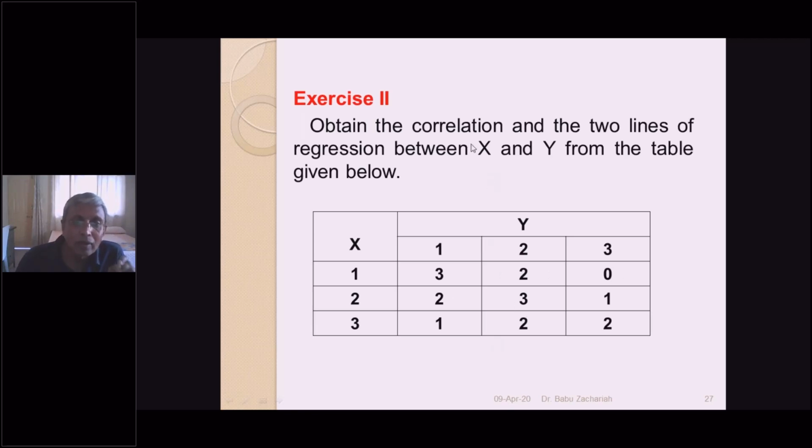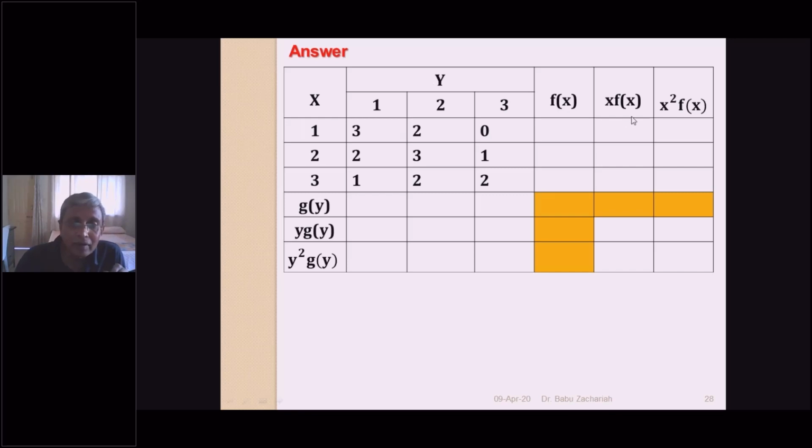Now, I want to calculate the correlation and the 2 lines of regression. So I will start the calculation like this. I've copied that same table here and attached 3 columns here: f of x, x into f of x, and x squared f of x. The total of x f of x divided by the total of f of x will be x bar. And x squared f of x is calculated to get sigma x. Similarly, g of y is the column totals, y into g of y I will write here, and that total divided by this total will be y bar. And y squared g of y is for sigma y squared.